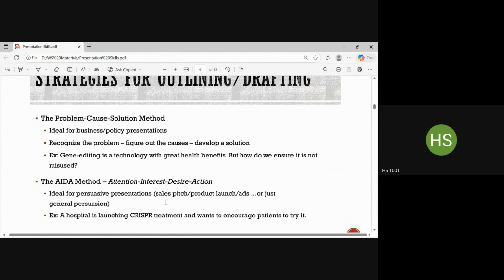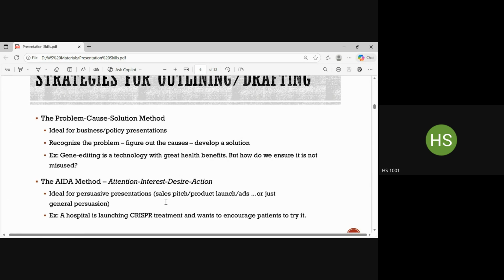Let's say if some kind of a business problem, you're trying to make some sort of a policy, then you will need to use the problem cause solution method. Identify the problem, seek out the causes for the problem, find a solution or suggest a solution for the problem.